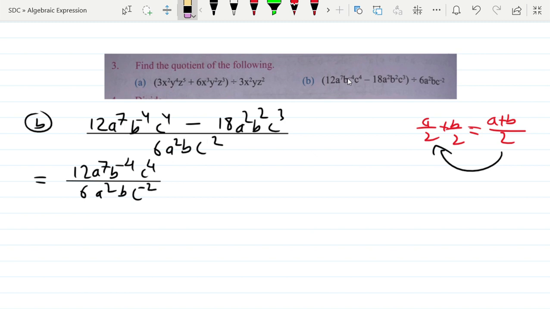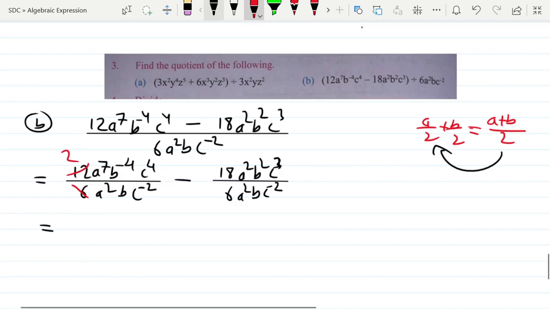This minus, and then minus there, 18a square b square c cube. So this will get divided by 6a square b c power minus 2. Okay. And now we can get divided here by 6, 12 cuts 2 times. And for a, as they are getting divided, their power will get subtracted.